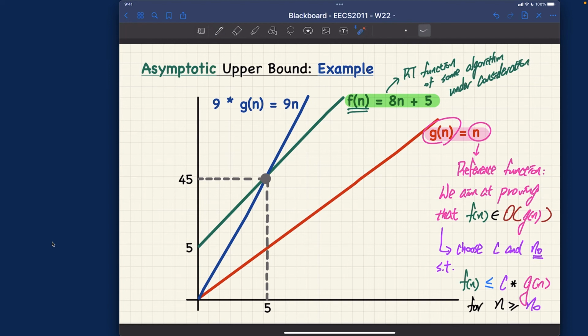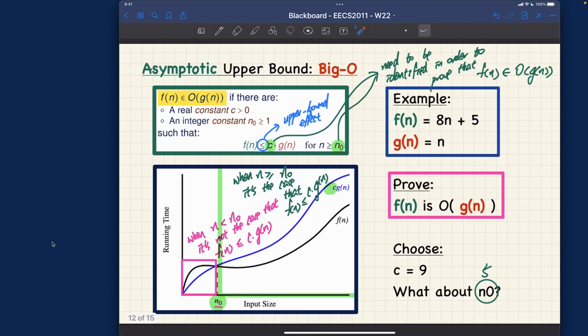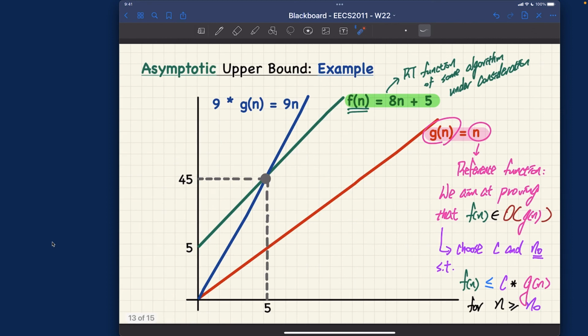And one thing to note over here, which I didn't really say in the earlier diagram. You can see in the earlier diagram, we only showed you c multiplied by g of n. We didn't really show the g of n itself, but this diagram here is actually more valuable because we are showing that to you.